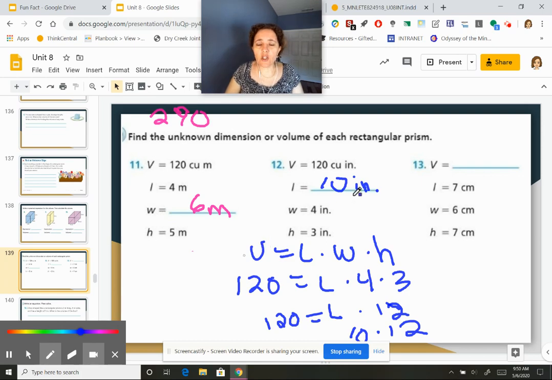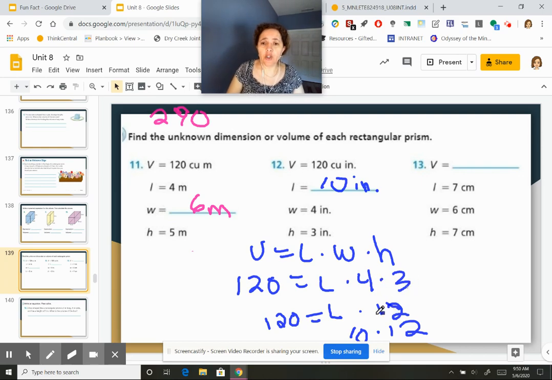Okay, if you said 10 inches, you are correct, because 4 times 3 is 12. 12 times what is going to give me 120? 12 times 10 is 120, so my answer is 10 inches, okay? So this one, we have everything, we're just looking for the volume, so this is straight up length times width times height. So go ahead and do that one, then come back to me when you have solved that one.